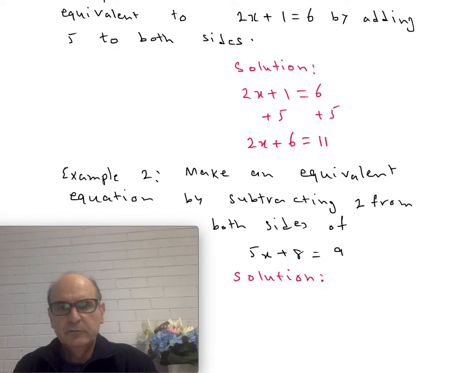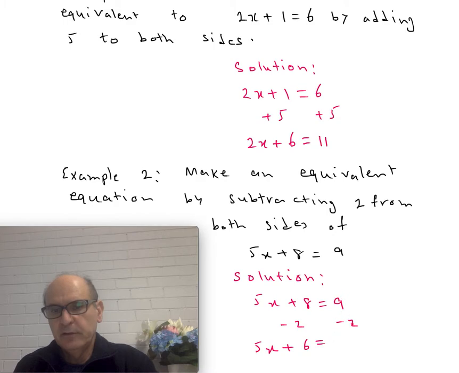Alright, so what we do is take away 2 from both sides. This is my original equation. Take away 2 from both sides. So 5x stays. 8 minus 2, we have 6 left, so plus 6 equals 9 minus 2, which is 7. That is another equivalent equation to this. As we can see, we've done the same operation to both sides. We subtracted 2 from both sides.